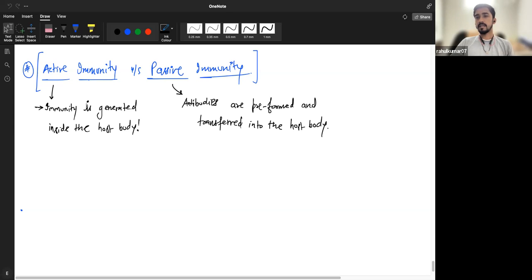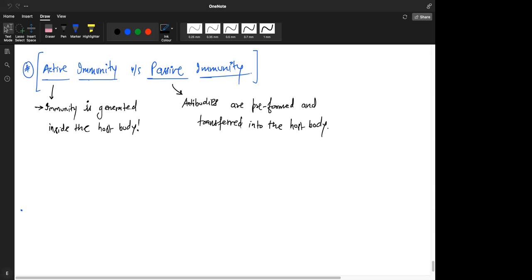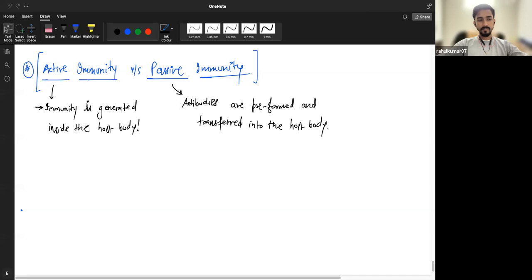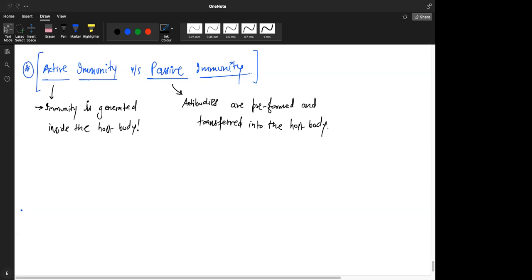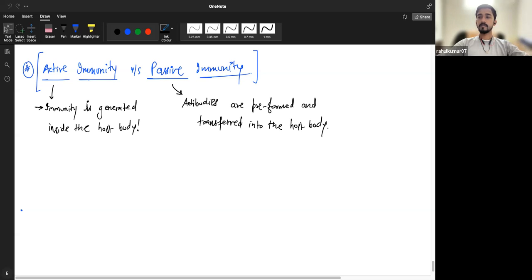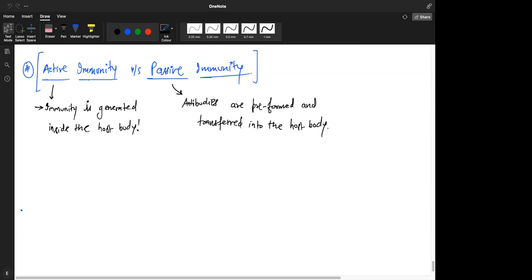So do vaccines provide active immunity or passive immunity? What do you think? Passive immunity. Passive? How is it passive immunity? What are we transferring into the body through vaccines? I think we discussed this in the last class. So what is there in the COVID vaccine, let's say? Dead COVID viruses.